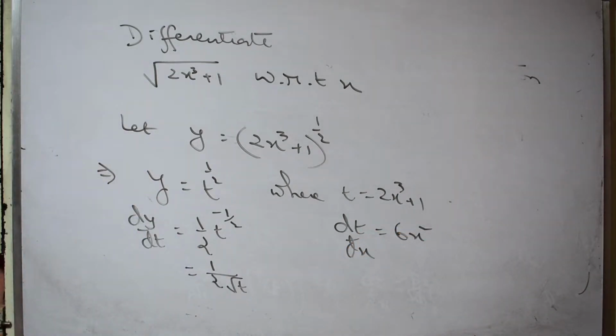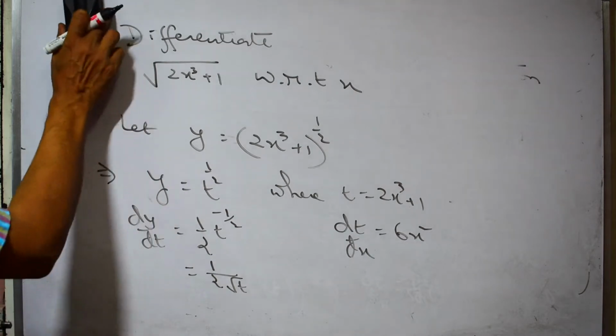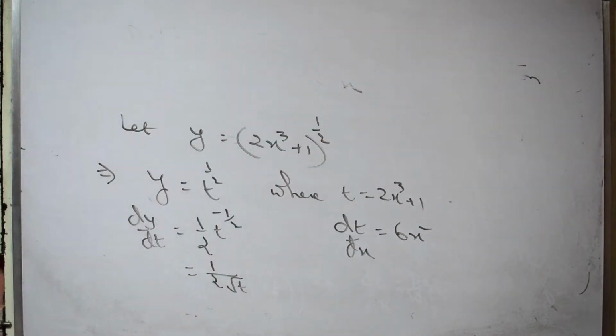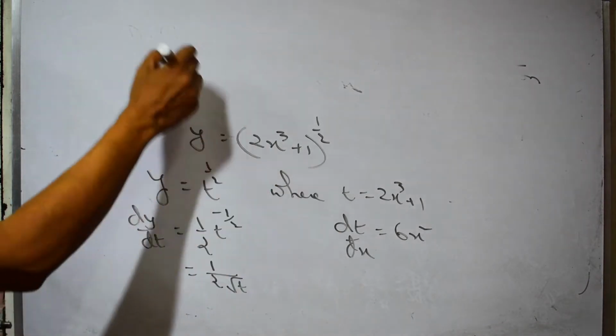So we have found dy/dt as part of the function t, and when we are seeing the part of t with x, dt/dx is 6x square.